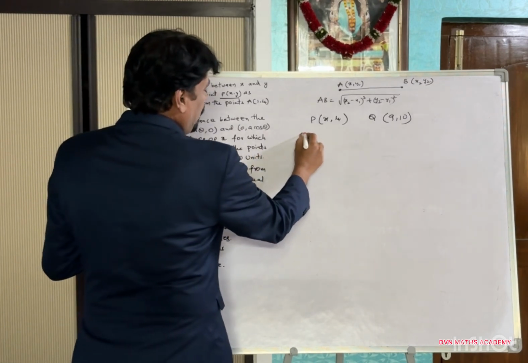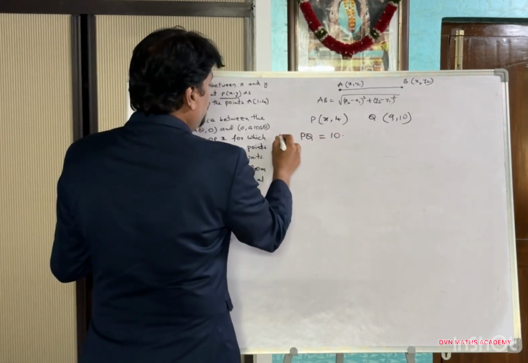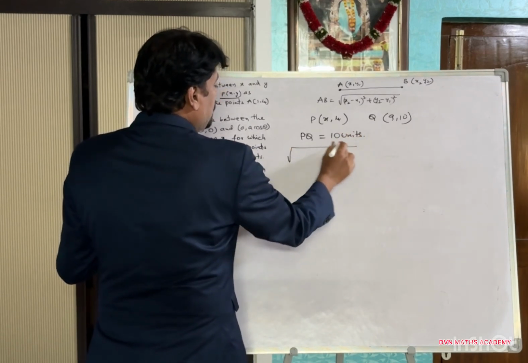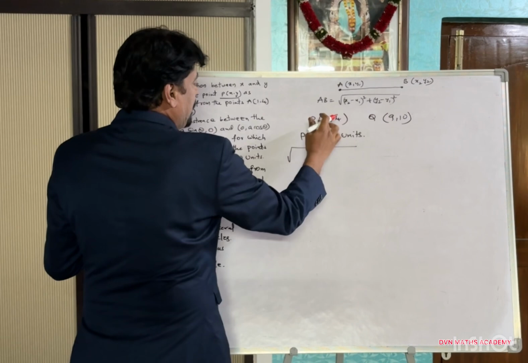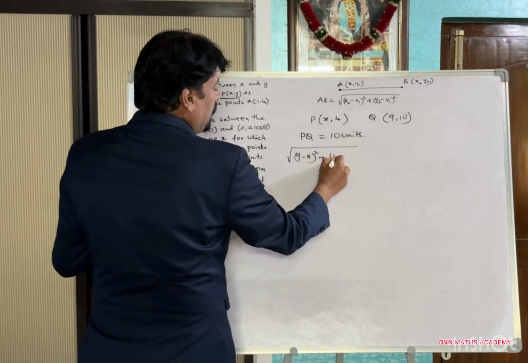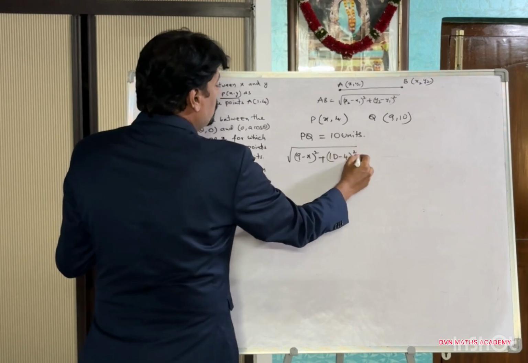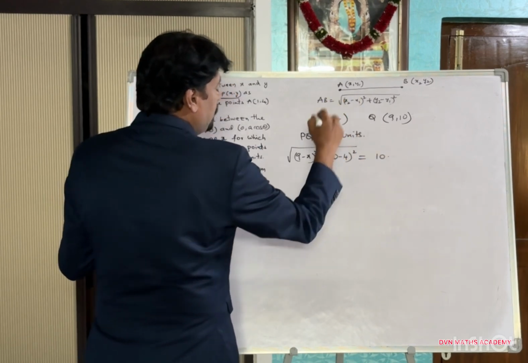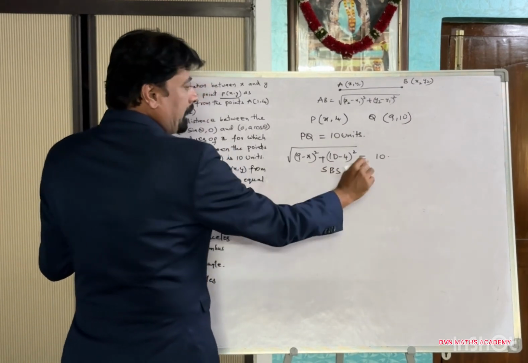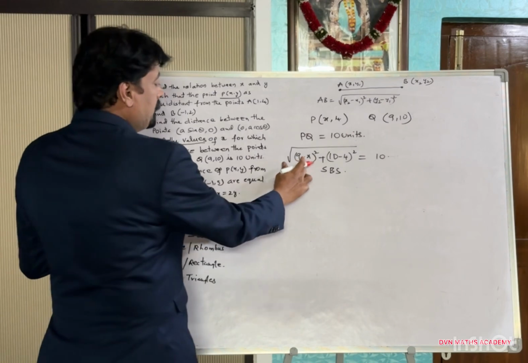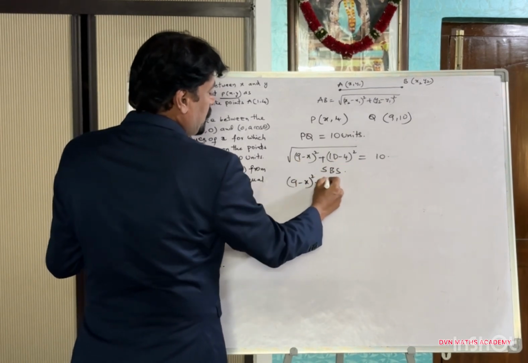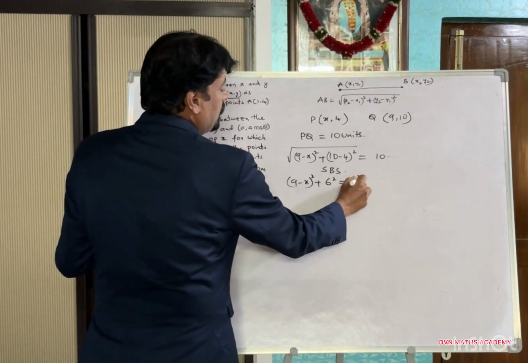So directly you can write PQ is equal to 10 units. If I apply the distance formula again, x2 minus x1, I mean 9 minus x whole square plus 10 minus 4 whole square is equal to 10 units, which is given. Don't write SBS in the exam, you write the complete thing: squaring on both sides. The root will be removed, 9 minus x whole square plus 10 minus 4, this will become 6 square, this is 10 square.